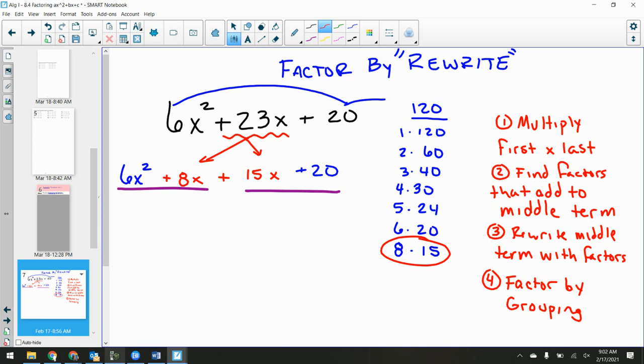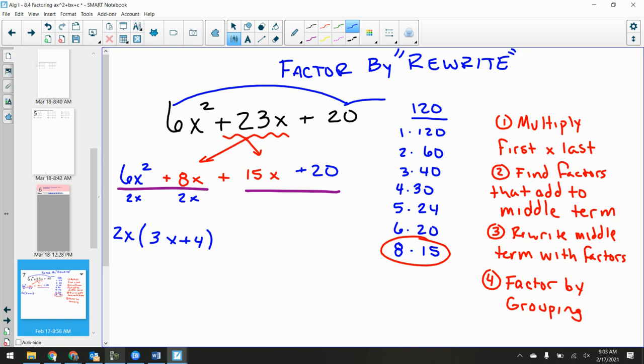Factor by grouping. Okay. Well, to factor by grouping, what's the GCF of my first 2 terms? What's the GCF? 2x. So let's pull it out and divide it out. This is why it's so important to remember all of our factoring rules. That leaves me with a 3x plus 4.